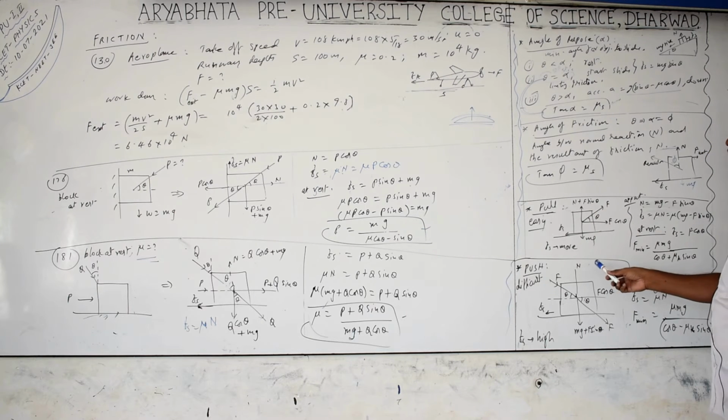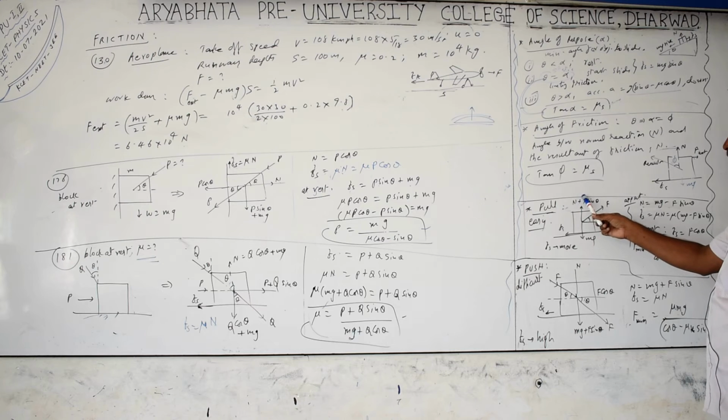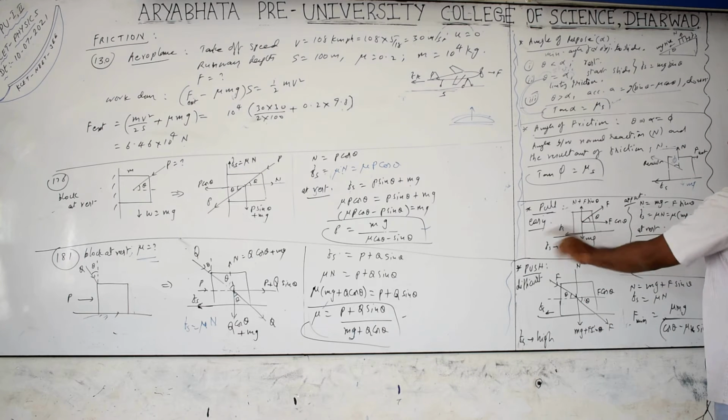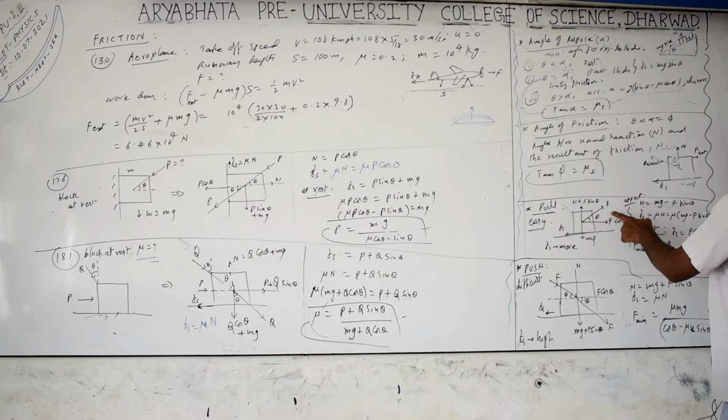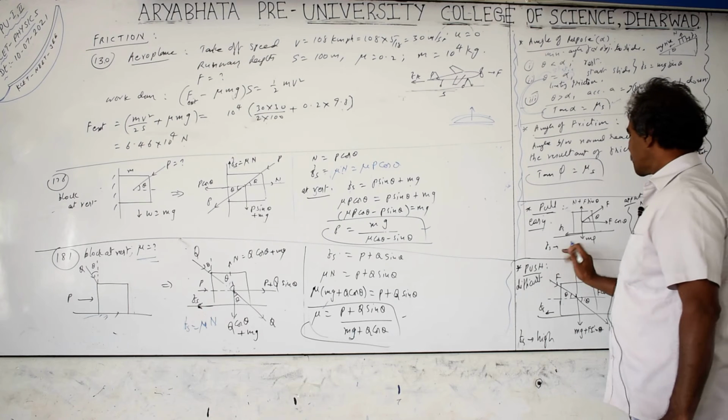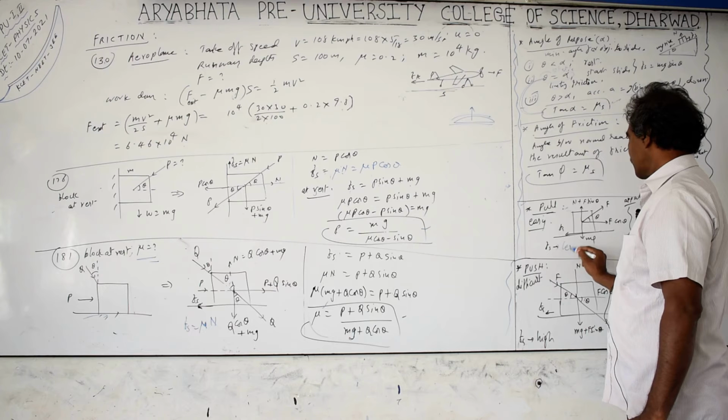Weight is acting in the downward direction, and the normal reaction is in the upward direction. So N plus F sin theta is equal to mg. Frictional force opposes the motion: the external force is to the right, so the frictional force is to the left. As the object is at rest, N equals mg minus F sin theta, that is the normal reaction. And the frictional force is equal to mu into the normal reaction, which is mg minus F sin theta.